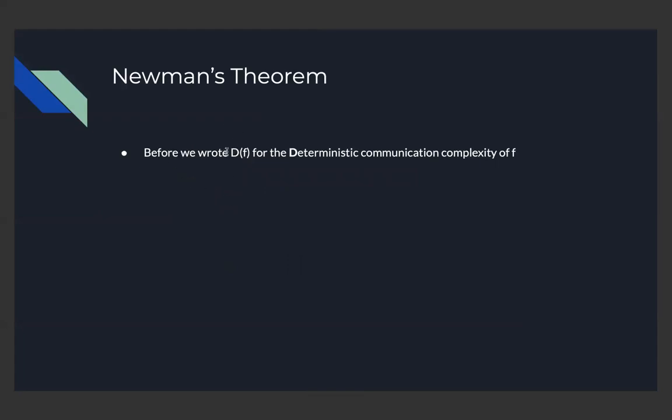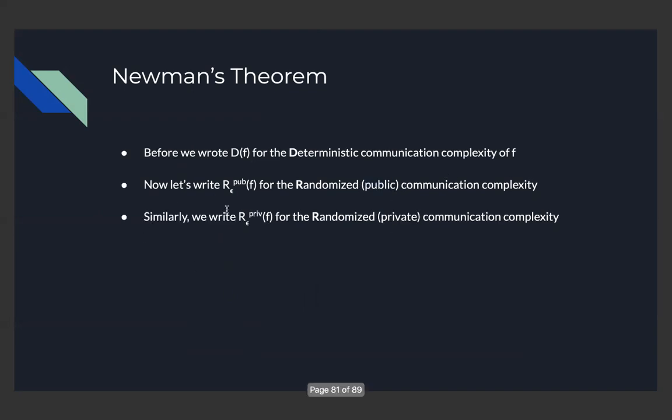Before we wrote D of f for the deterministic communication complexity, now we're going to write R sub epsilon pub of f for the randomized public communication complexity. So this is with random bits written in the sky. And we also write R sub epsilon priv for the randomized private communication complexity. And of course, epsilon is the amount of error that we're willing to tolerate.